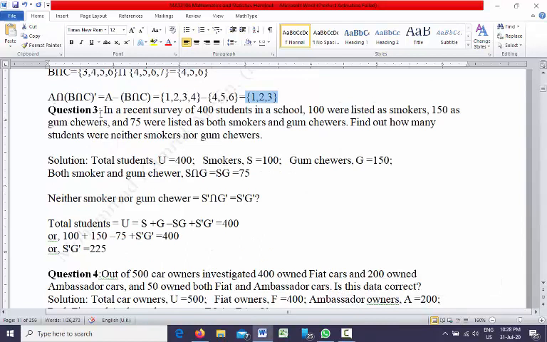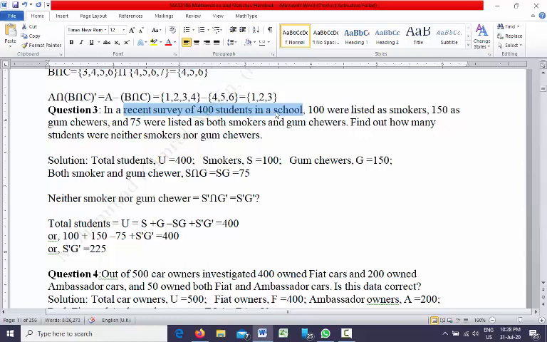Right. Now question number 3. In a recent survey of 400 students in a school, that means the survey was made on 400 students available in that school. So the total number of students surveyed is 400.